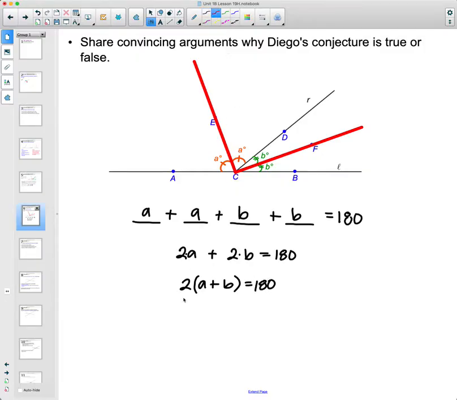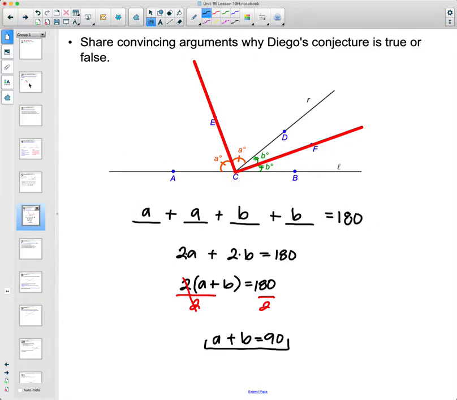Then we could divide both sides by 2 and know that 2 divided by 2 is 1. So then we get down to A plus B equals 90, which is what Diego's conjecture was. And here we just proved it without any numbers for these angles. So for instance, we didn't have like 60, 60, 30, 30. We just had A and B. So now anytime, no matter what this is, it will equal 90 is what we just showed.